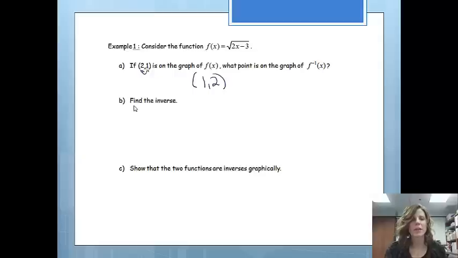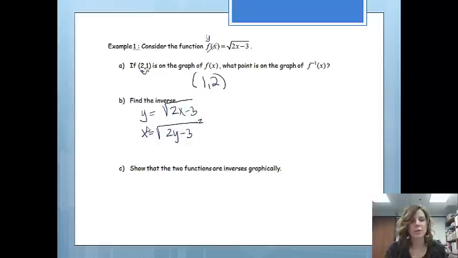The next thing is that we'd actually like to find the inverse, so I'm actually going to find an equation for the inverse. The first thing that I'm going to do, instead of using f of x, I'm going to use y. So we're going to have y equals the square root of 2x minus 3. I know with an inverse, we switch the x and the y values, so I'm going to let the x be y and the y be x. So x equals the square root of 2y minus 3. And now I'm going to just solve this equation for y.